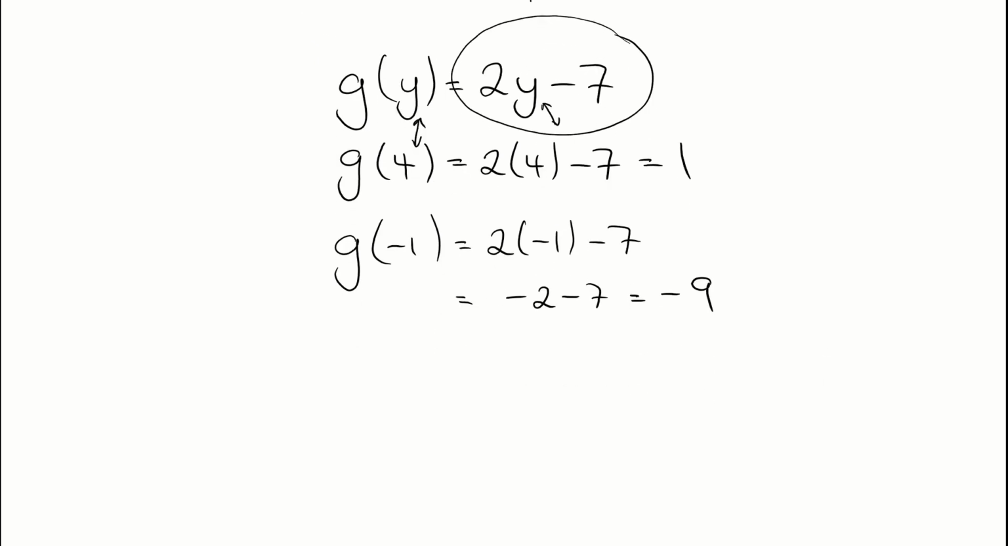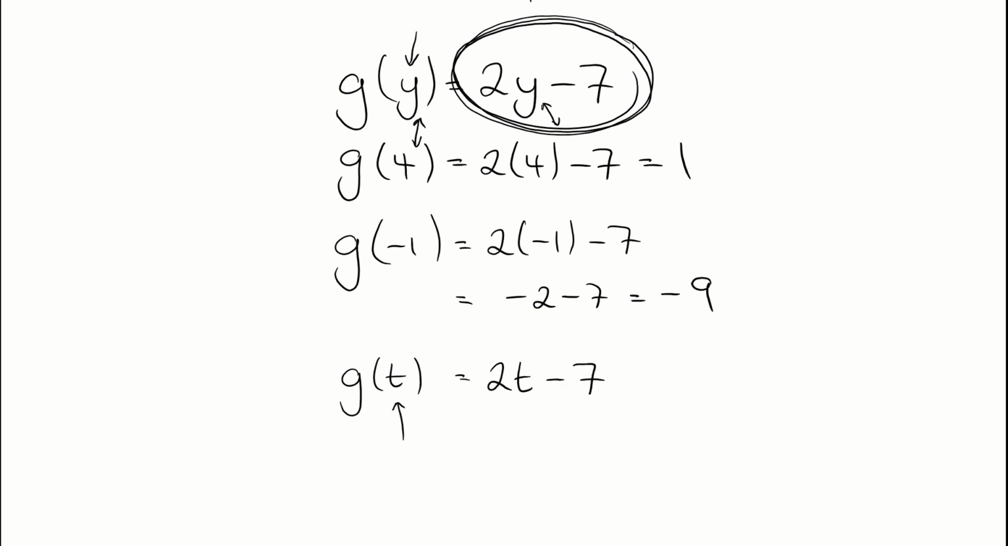What about if I put the letter T into Grace's function? Well, in this case, my Y is equal to my T. So everywhere that I see a Y over here, I have to put a T in. So I just end up with 2 lots of T, subtract 7 would be my answer there. Let's take a look at one more example, okay? This time we might be looking at Harry's function. And Harry's function takes the variable X, and what it does is it multiplies it by 3, it subtracts 4 from it, and then it adds the letter Y.